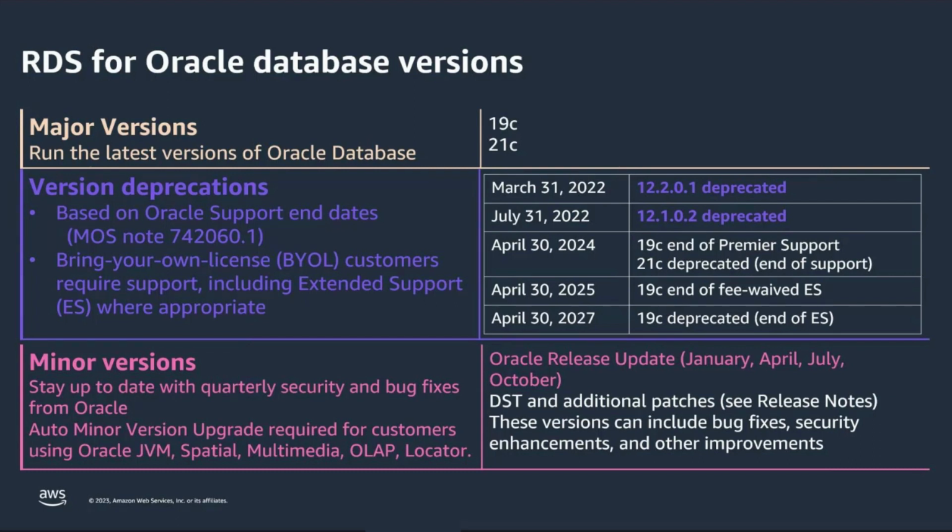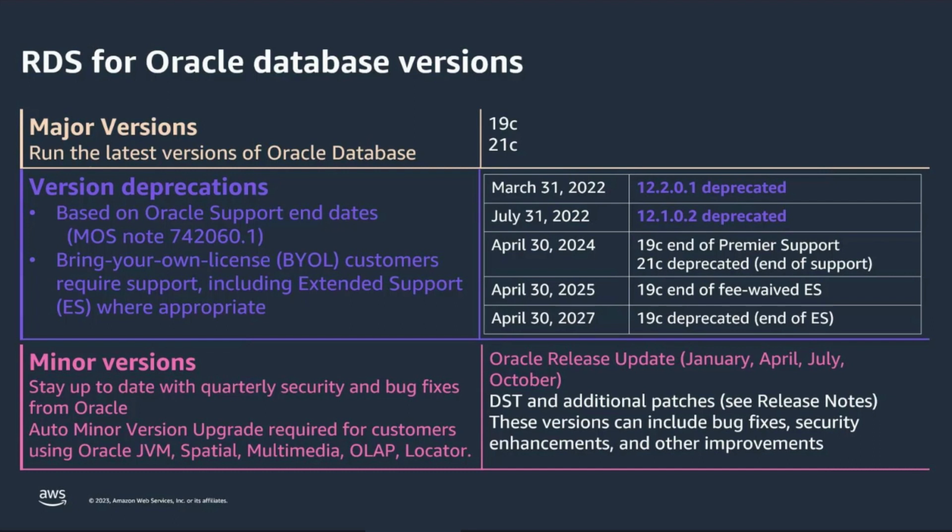RDS for Oracle major versions remain available at least until the end of support date for the corresponding Oracle database release version. Before we ask that you upgrade to a new major version, and to help you plan, we provide a reminder at least 12 months in advance. We do so to communicate the detailed upgrade process. We follow Oracle support as listed in note 742060.1 for the dates indicated. If Oracle makes any changes to these dates, we will adjust our deprecation plans accordingly.